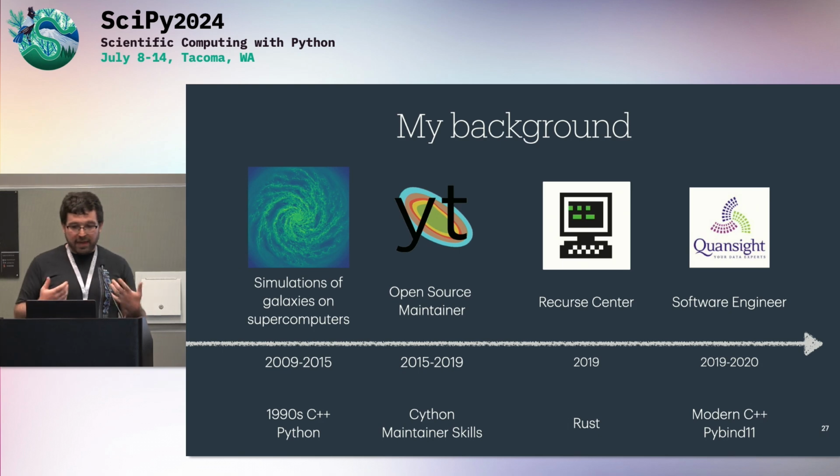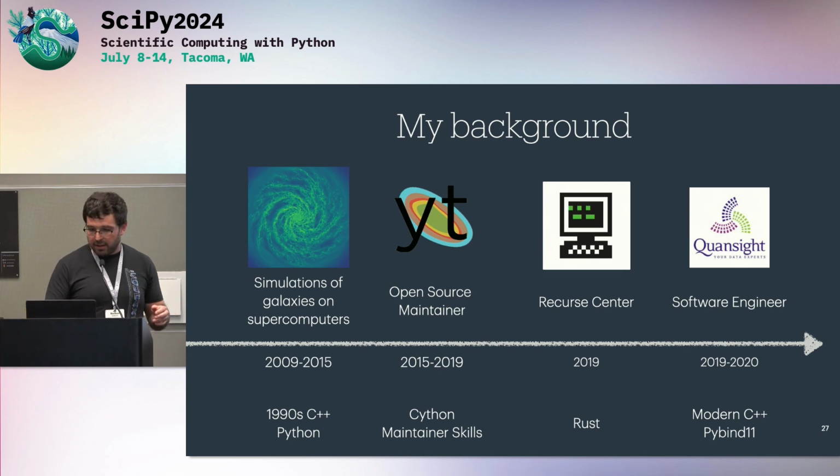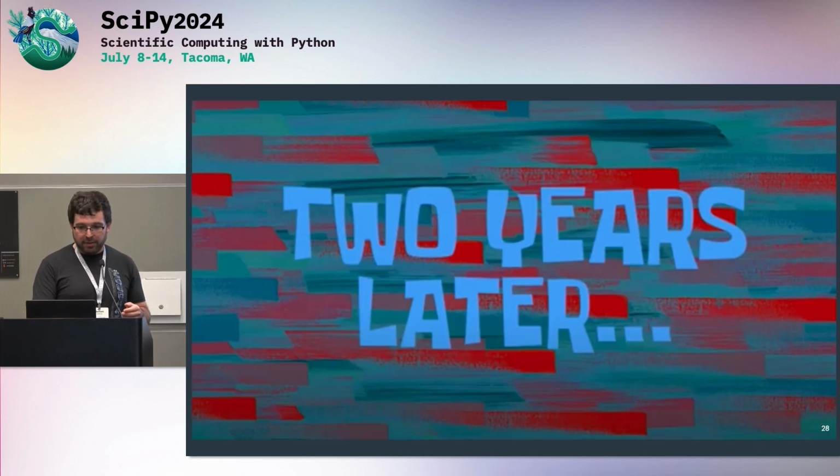After leaving academia in 2019, I did a batch at the Recurse Center where I did some Rust projects, so I have some Rust experience as well. And then I went to a job at Quansight where I was working on PyTorch mostly. There I learned a lot of modern C++ as well as pybind11. So some skills, but not 100% overlap with the skills needed for this project.